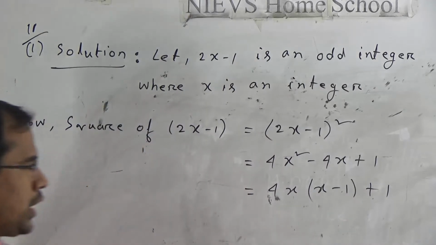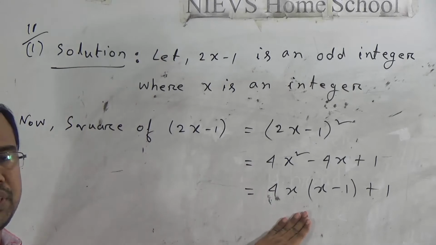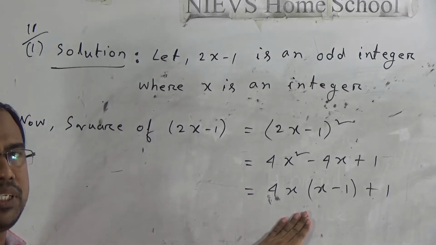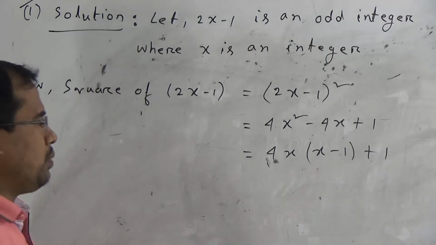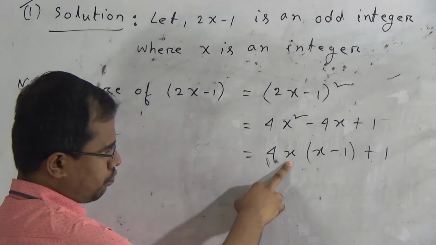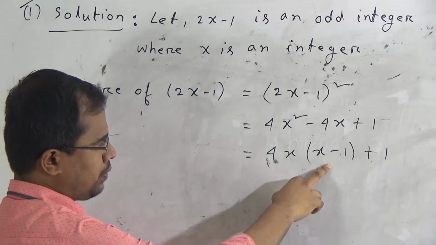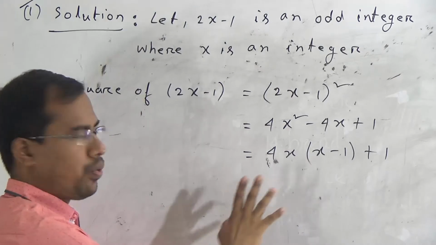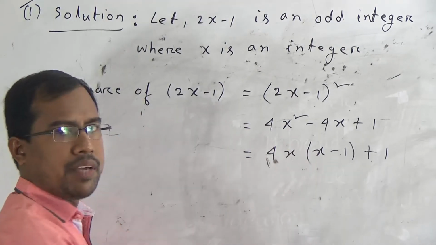Dear students, here x and x minus 1 are consecutive integers. Consecutive integers mean one after one. That means if the value of x is 4, then the value of x minus 1 will be 3. That means 3 and 4. If the value of x is 5, then the value of x minus 1 will be 4. That means 4 and 5.